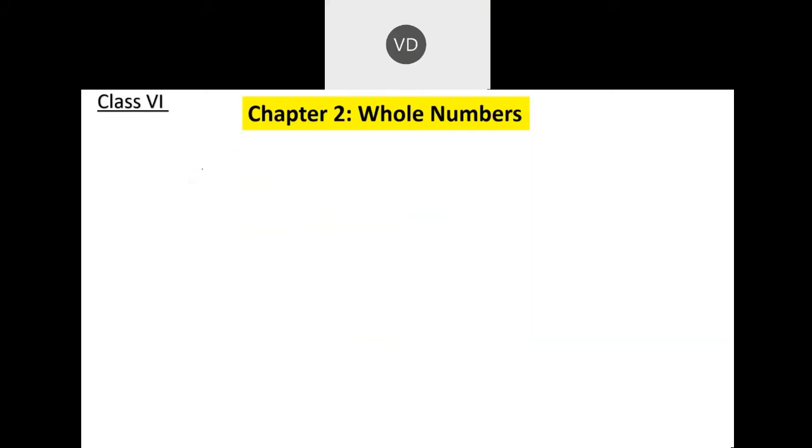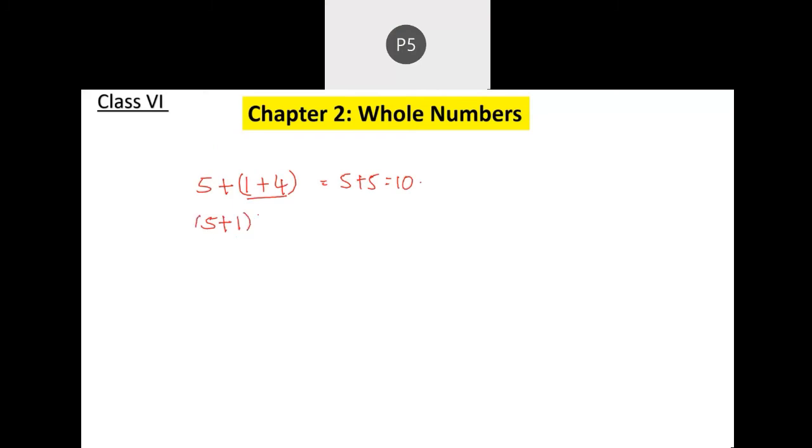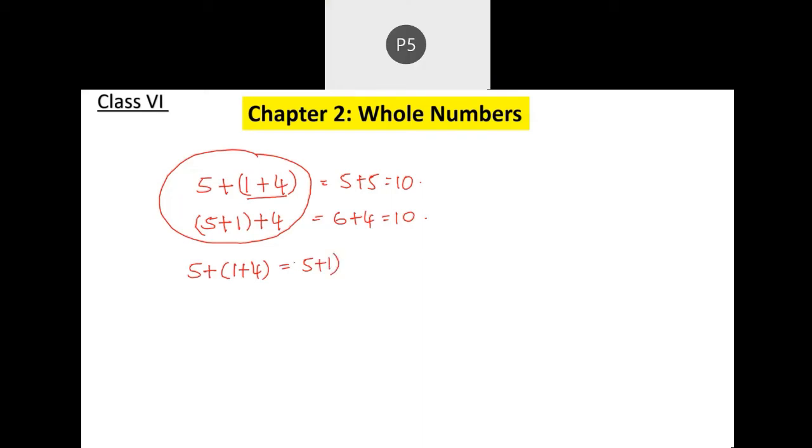Now suppose three whole numbers are there, 5, 1 and 4. If I do addition of these two, then add this with 5, I will be getting 5 plus 5, which is 10. If I consider it like this, 5 plus 1 is 6, and adding this 4 also, 6 plus 4 is 10. So I can say that these two are equal. 5 plus 1 plus 4 is the same as 5 plus 1 added to 4.